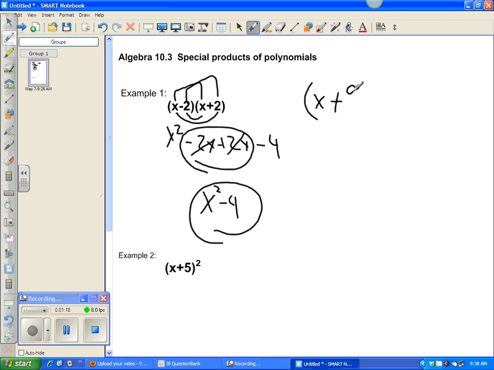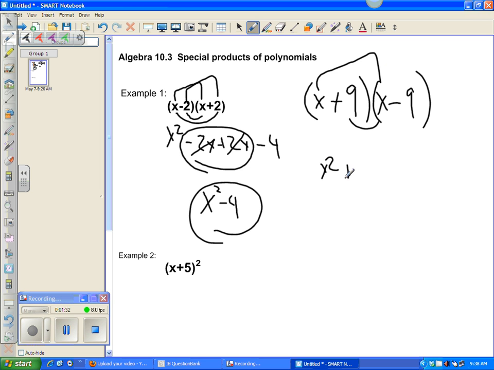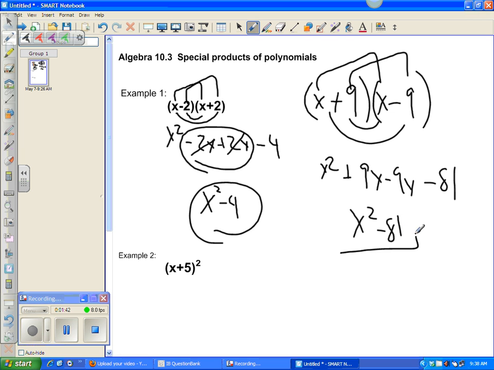Let me give you another one. Plus 9, and back here, minus 9. You'll end up with x squared plus 9x minus 9x minus 81, which gives you x squared minus 81. Same pattern. That is the pattern they want you to recognize in the book.